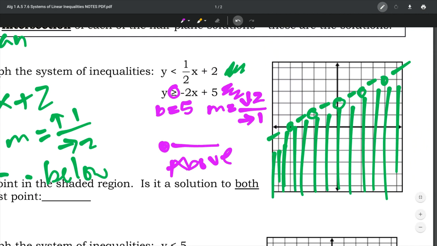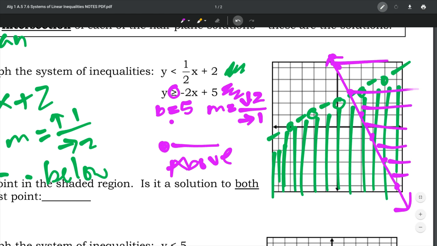So now let's go ahead and graph it. We've got our y-intercept of 5. So we've got 1, 2, 3, 4, 5. And we're going to do a closed circle. And then down 2 to the right 1. Down 2 to the right 1. Solid line. And we're shading above. So again, if you are not using two different colors, I'm going to recommend that you shade this way.